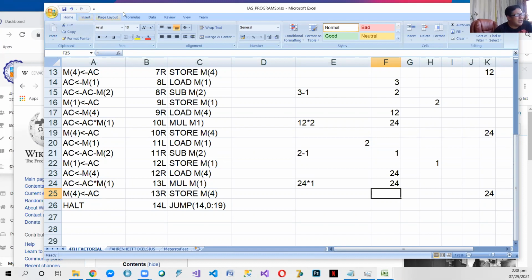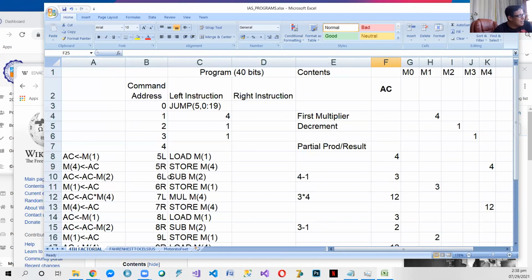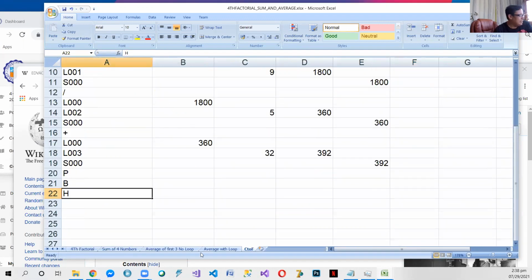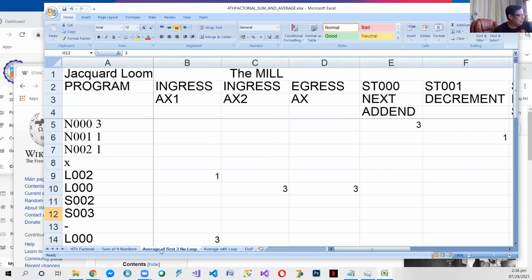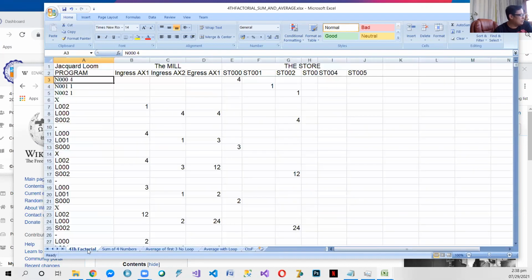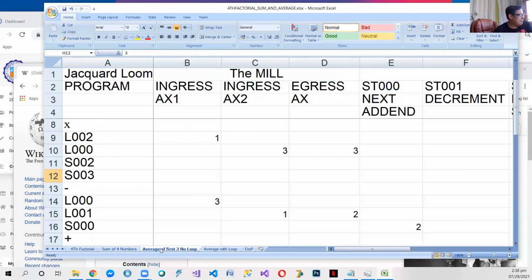Now, the main problem we have when we are going to convert this into a loop, our fourth factorial, it's easy, no? We can adapt the program we had for the sum and average, di ba? Dito, ito, average with loop. Okay? Fourth factorial with loop. Meron ba tayong fourth factorial with loop? Wala. But we can use the same process, right?